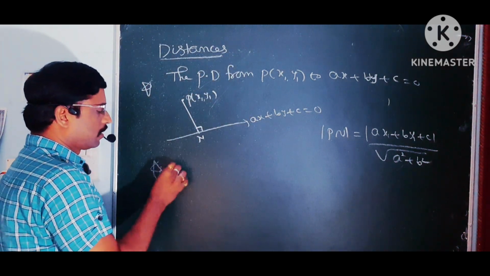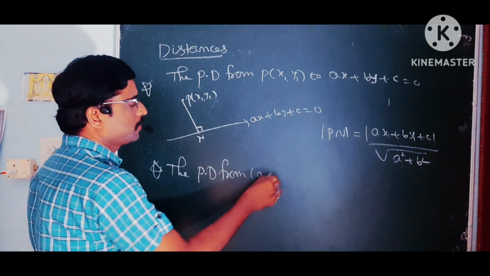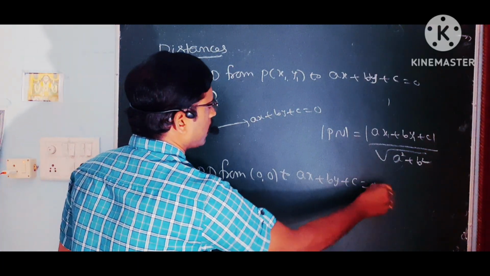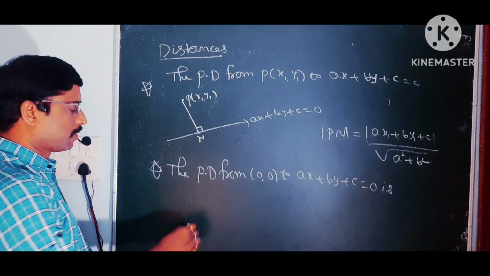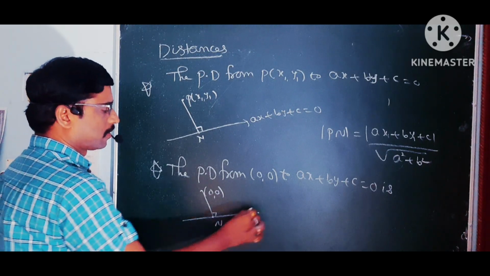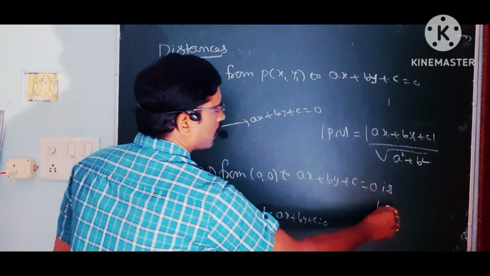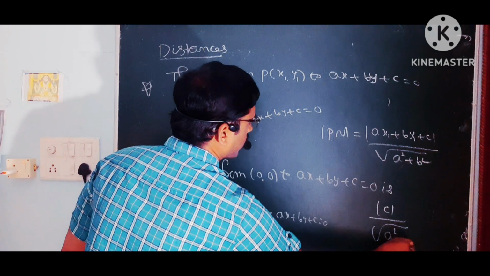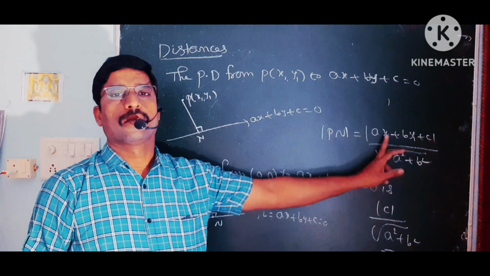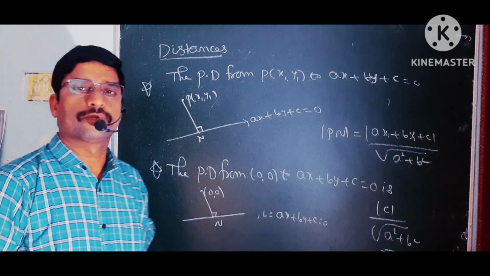Second point, the perpendicular distance from the origin to ax plus by plus c is equal to 0. Now from the origin, the distance here is modulus of c by root under a square plus b square. In the place of x1, y1, put 0, 0 here: a into 0 plus b into 0 plus c. Modulus of c by root a square plus b square.